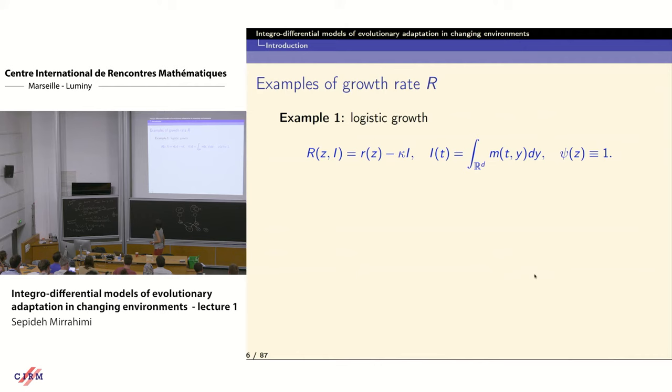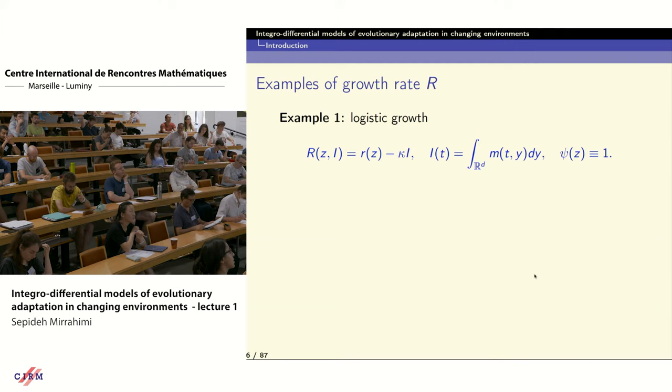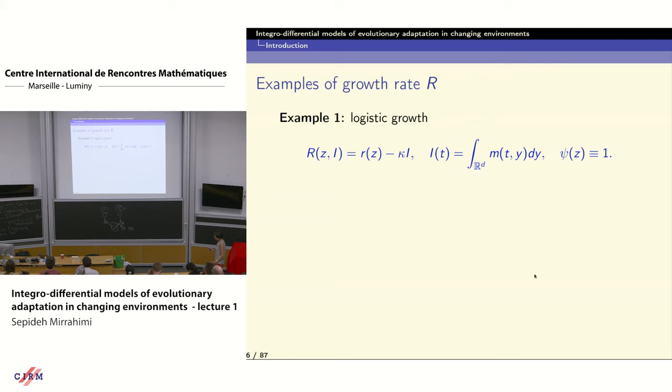And some examples of such a growth rate. The first one is the logistic growth, where capital R of Z, I is given by some function r of Z, which is the intrinsic growth rate, minus kappa I. Here we are assuming that there is a uniform competition between all the individuals, psi is equal to 1 everywhere. And we have a logistic growth. It means that the growth rate is given by some intrinsic growth rate minus the size of the population. Okay?